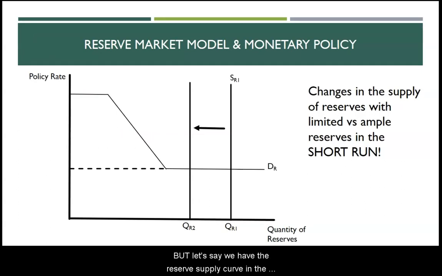But let's say we have the reserve supply curve in the ample reserve section of the demand curve. If you move the reserve supply curve within the ample reserve section, there will not be a change in any of the interest rates, whether it's policy, discount, or nominal. There will be a change in the quantity of reserves, but not in the rates. For example, back to our original question of wanting to enact contractionary policy. There will be a decrease of reserves, but there will be no effect on policy rates or on the nominal interest rates. This is the difference of limited and ample reserves with open market operations. Open market operations are only used with ample reserves to change the quantity of reserves.